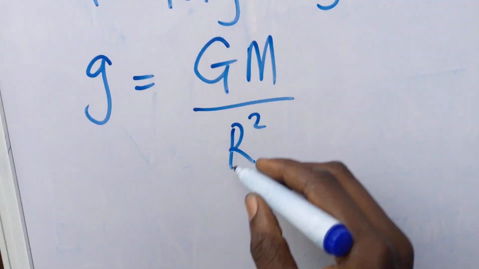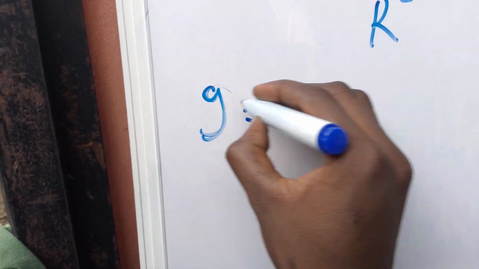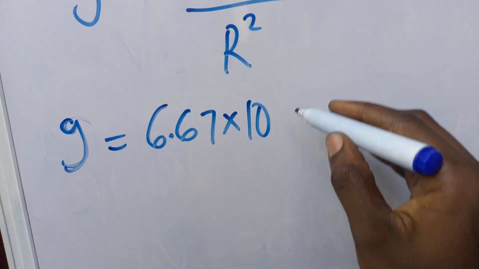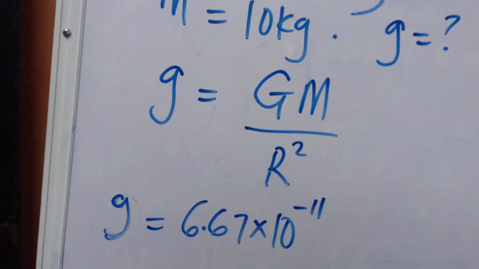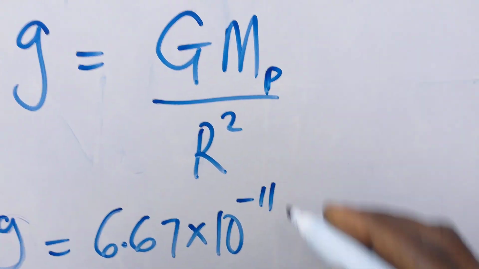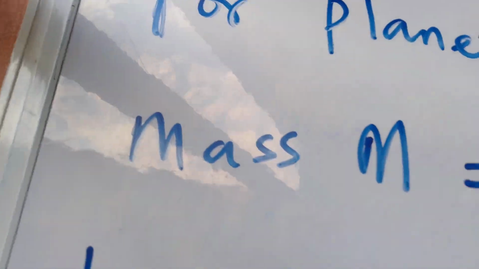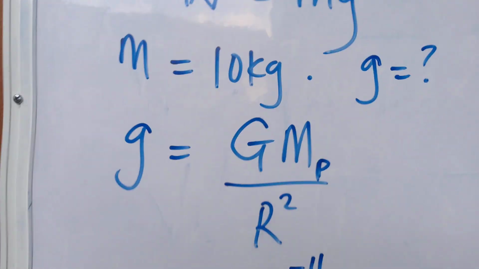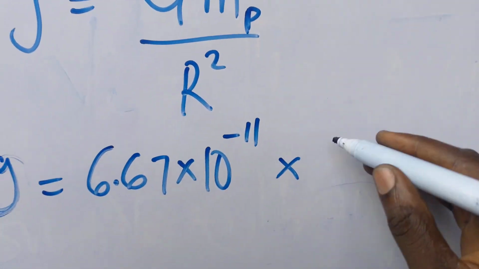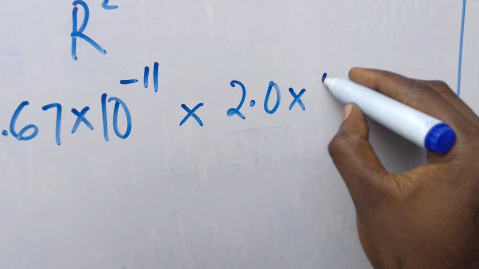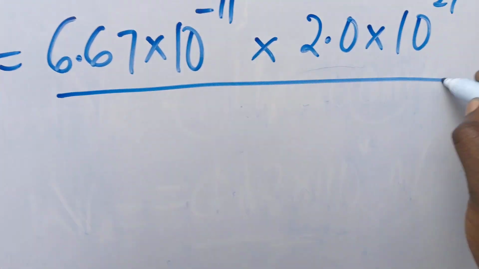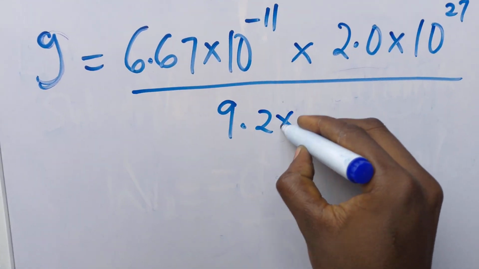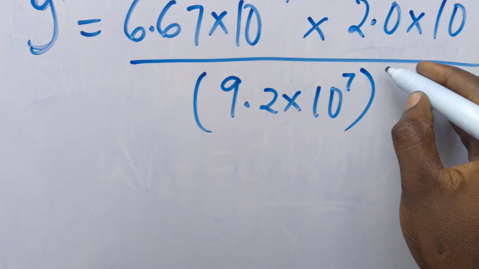So we'll write it down. g is equal to 6.67 times 10 raised to power minus 11. Let's avoid confusion and represent the mass of the planet as MP. So that would be times 2.0 times 10 raised to power 27 divided by my R there, 9.2 times 10 raised to power 7, all raised to power 2.